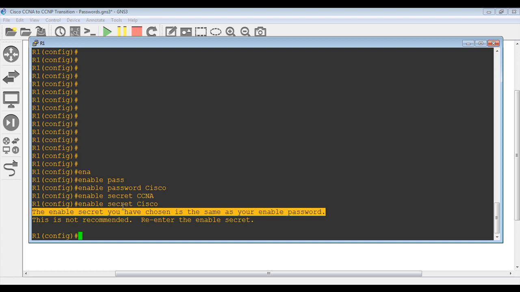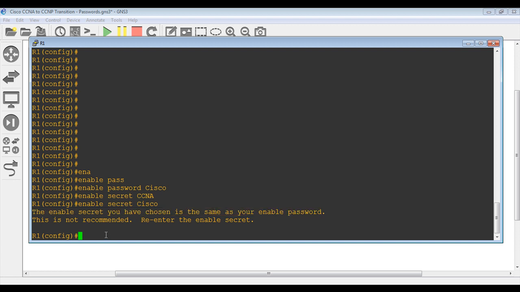And you should see this message when configuring both passwords in a real Cisco router or in GNS3 or with an emulator that really emulates the Cisco devices. But if you use Packet Tracer, you might not be able to see this message.